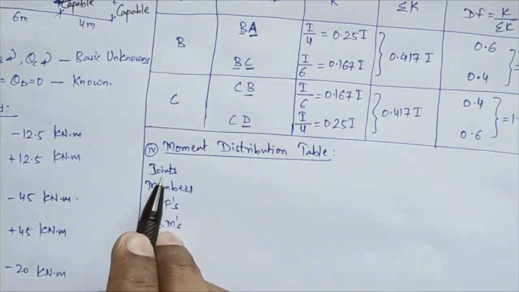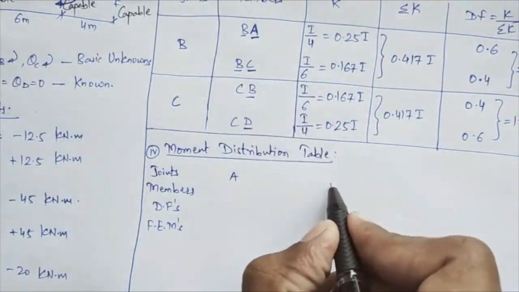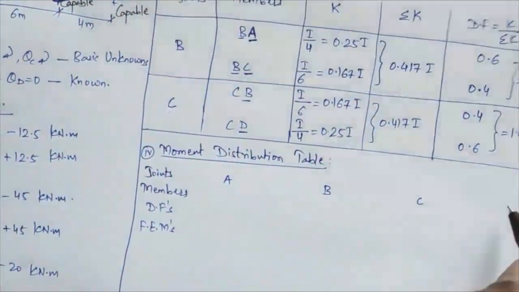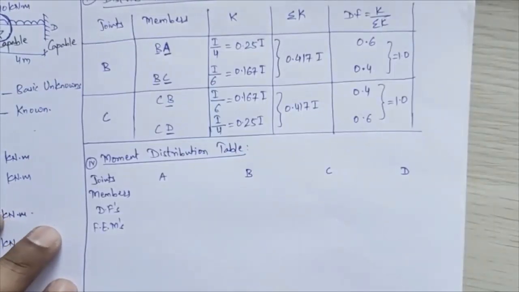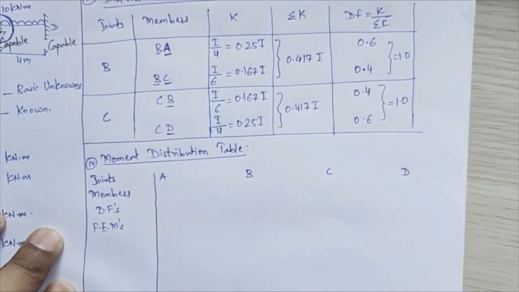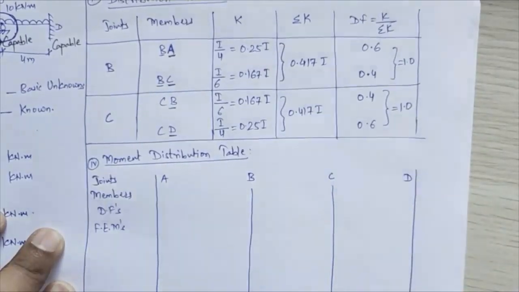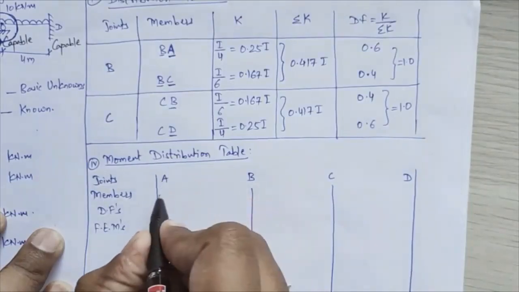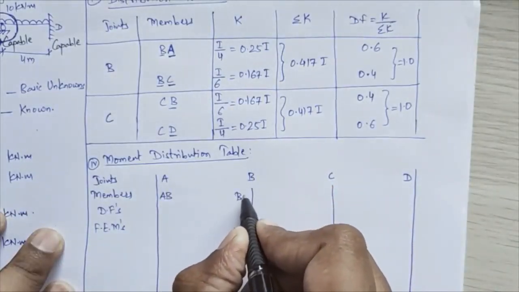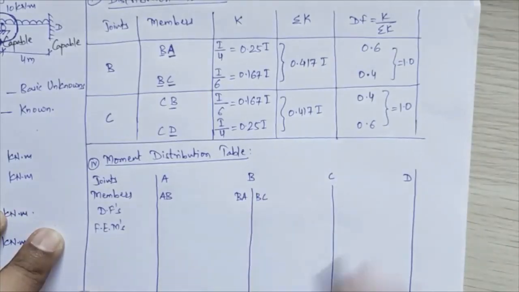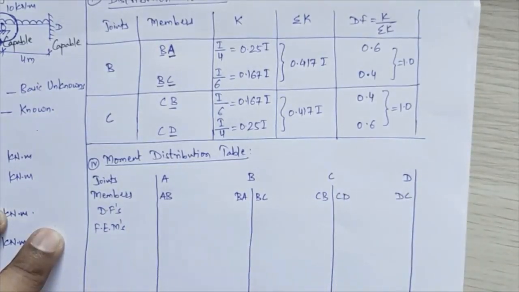So first we will see the joints. Which joints do you have to consider? You have to consider all the joints given in the beam. So your first joint is A, the second joint is B, the third joint is C, and the last joint is D. In the second row, you have to consider the members. I'll start with the first member: for joint A you have a single jointed member, which is AB. Next, for joint B the members are BA and BC. Similarly, for joint C the members are CB and CD, and for the last joint the member is DC.